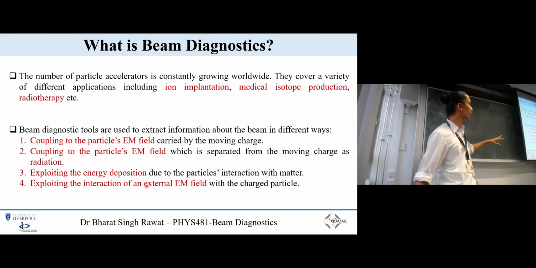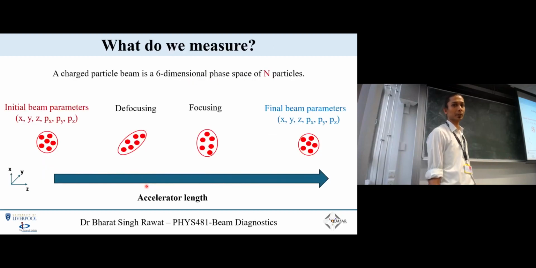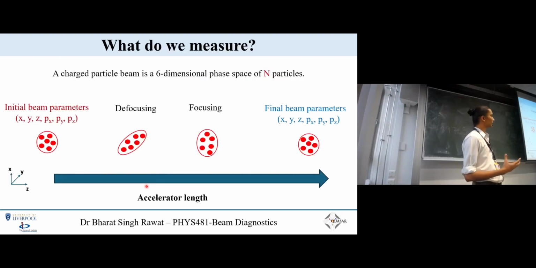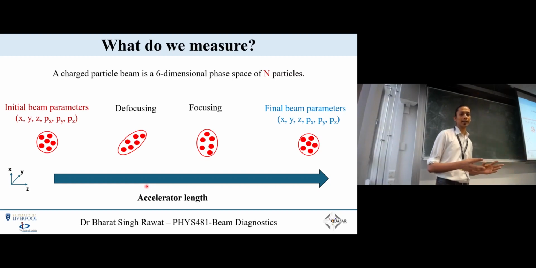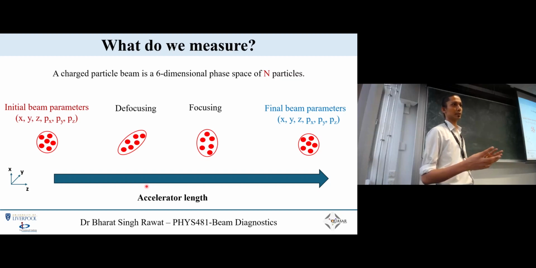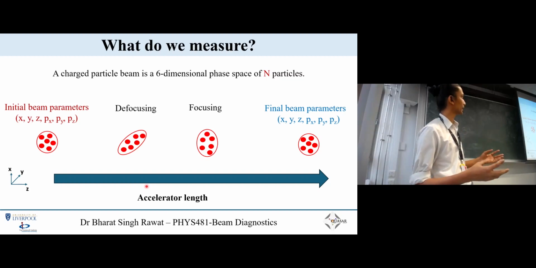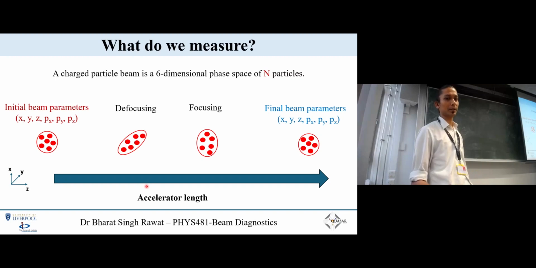So these are the 4 key principles based on which almost all kinds of diagnostics are designed. So what do we measure? We measure particle properties. And what is a particle made up of? Let's say a group of n particles has a 6-dimensional phase space. 3 are in position, given by x, y, z, and then there is momentum, which contains the velocity information of the particle.